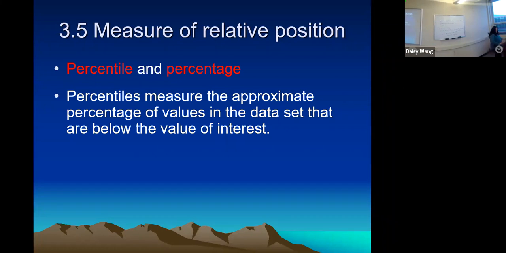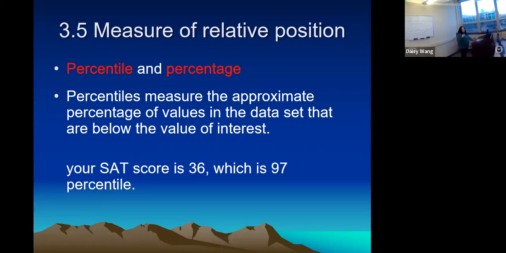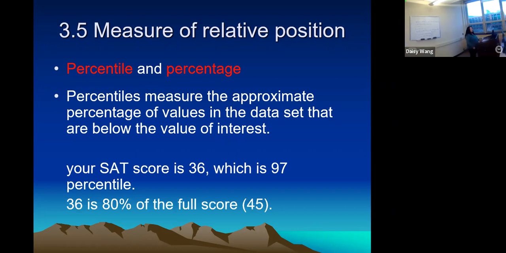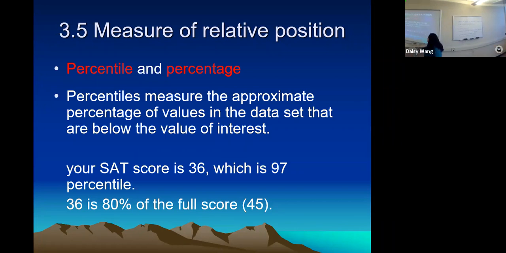So if the SAT score is 36, that's the 97th percentile. That means only 3% of people score higher than you. 97% of people score lower than 36. So if you get 36, that means 97% of people score lower than you. Does it make sense? Okay.